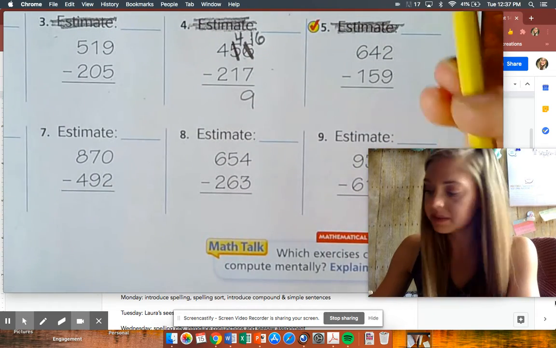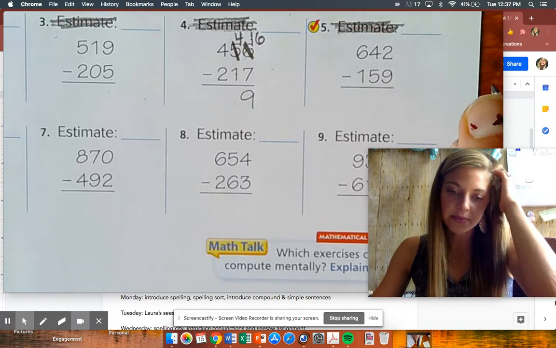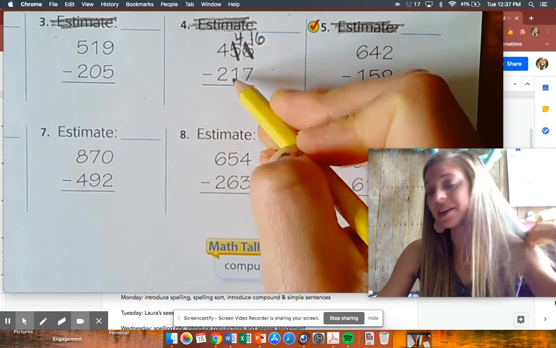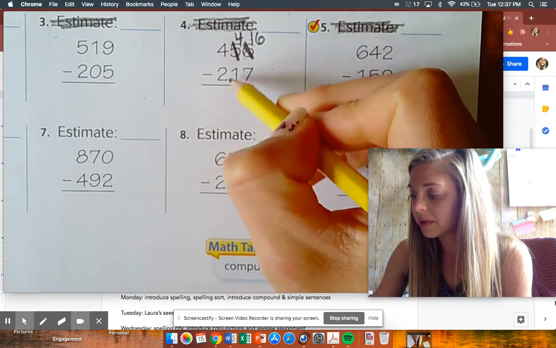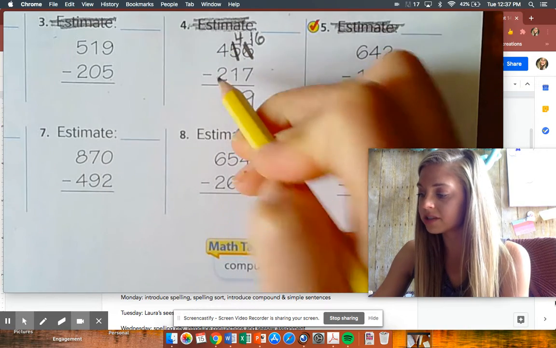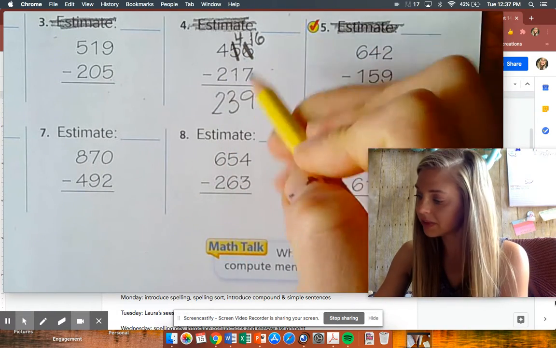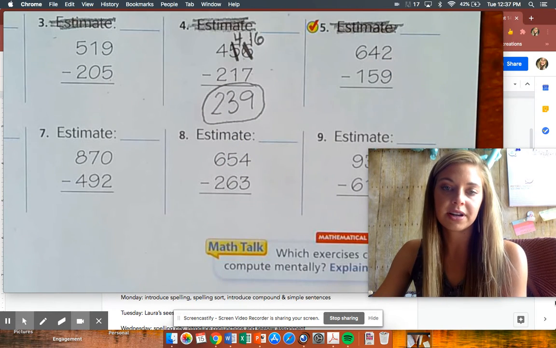Now, in the tens place, we have 4 minus 1. Well, if we have 4 donuts, can we eat 1? Yes, we can. So then we would have 3 left over. And in the hundreds place, 4 minus 2 is 2. Okay, so we only had to do a little bit of borrowing in that problem. The answer is 239.